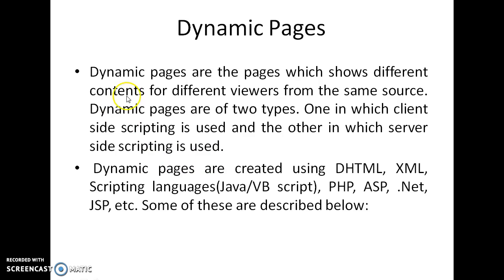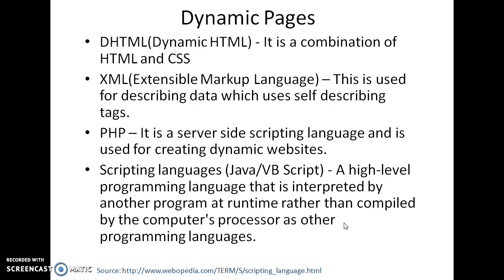The dynamic pages are created using DHTML, that is dynamic HTML, XML, extensible markup language, scripting languages like JavaScript, VBScript, PHP, ASP, .NET, JSP, etc. Some of these are described below. DHTML, that is dynamic HTML, is a combination of HTML and CSS. CSS stands for cascading style sheets, which is basically used to decorate your pages more.